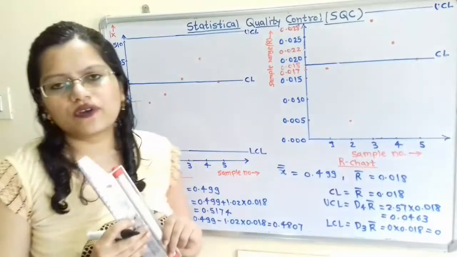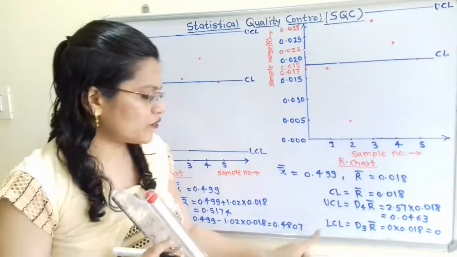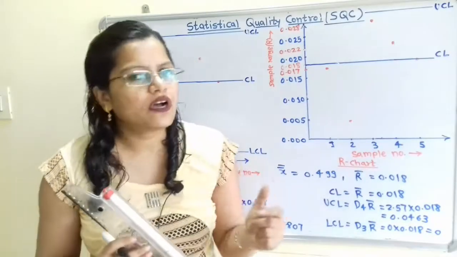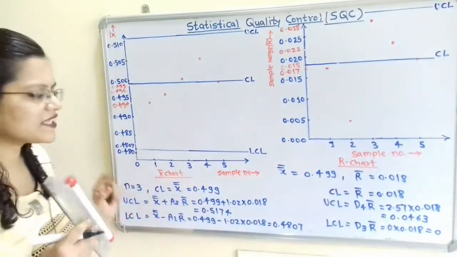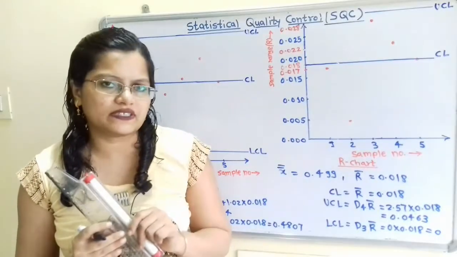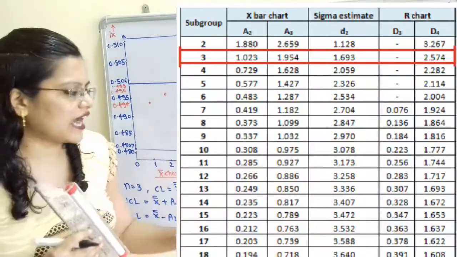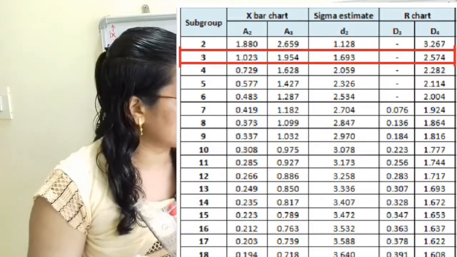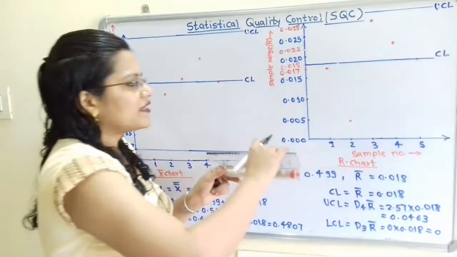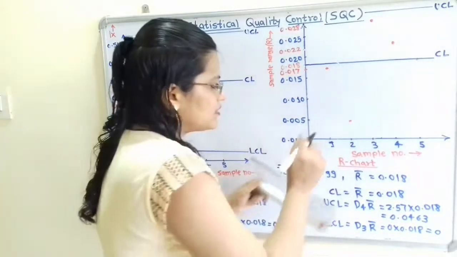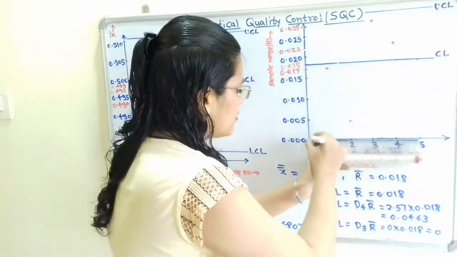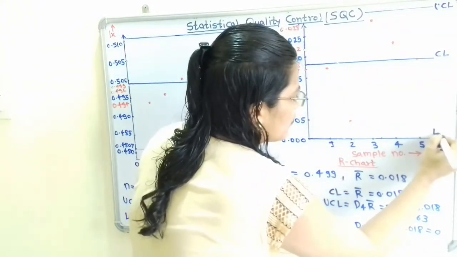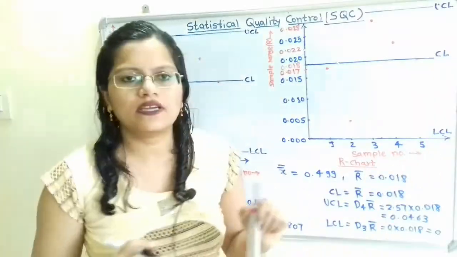Then we will move to calculate the lower control limit. For the lower control limit, the formula is D3 R bar. Again for the sample size n equal to 3, what is the value of D3? If we observe this chart, the value of D3 is 0. So 0 into R bar is equal to 0. Where is the lower control limit? For this 0, I will draw the same line here, and on this line I will plot the lower control limit, that is LCL.